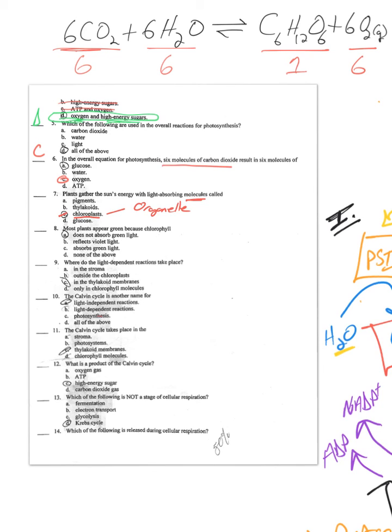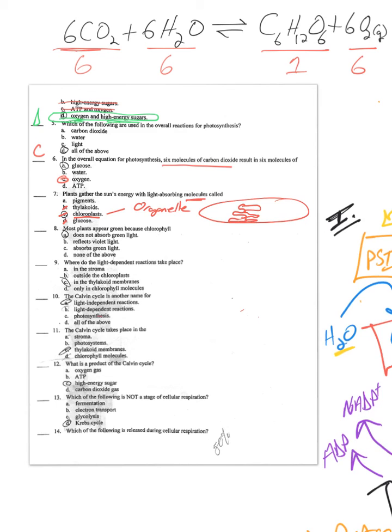The thylakoids are the part of the organelle. Remember, the membrane inside the chloroplast. So you have the chloroplast, and then you have those stacks of the thylakoids that we call granum. So the thylakoids would be the membrane. Again, they're not actually doing the absorbing either. Glucose is what's being produced.